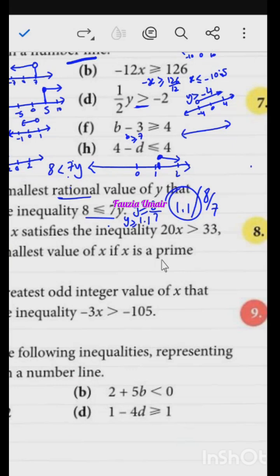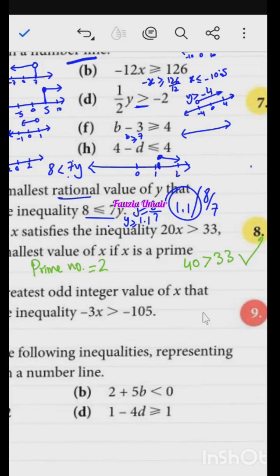Now look, what is the smallest prime number? Which are the prime numbers? 2, 3. 2 is the smallest prime number. So we check with 2. If I put x as 2 in the inequality, this will be 40 bigger than 33. Is that the correct answer? Yes, miss. Yes. So 2 is the prime number, and 2 is the value of x which fulfills this inequality. Okay? Is it making sense? If the question asks, we do not have to solve by dividing 33 by 20 fully.